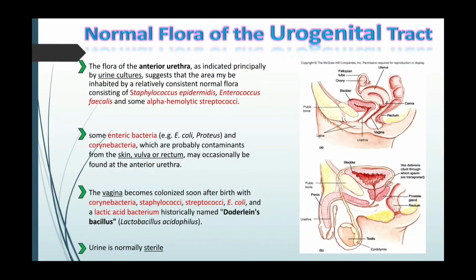Normal flora of the urogenital tract. The flora of the anterior urethra are Staphylococcus epidermidis, Enterococcus faecalis, and some alpha hemolytic streptococci. Some enteric bacteria such as E. coli, Proteus, and Corynebacteria, which are probably contaminants from the skin, vulva, or rectum, may occasionally be found at the anterior urethra. The vagina becomes colonized soon after birth with Corynebacteria, Staphylococci, Streptococci, E. coli, and lactic acid bacteria.